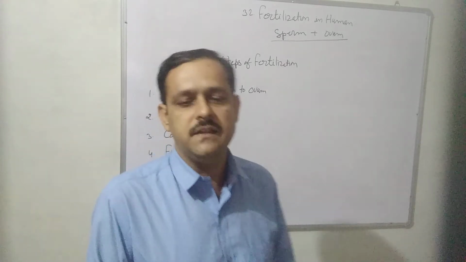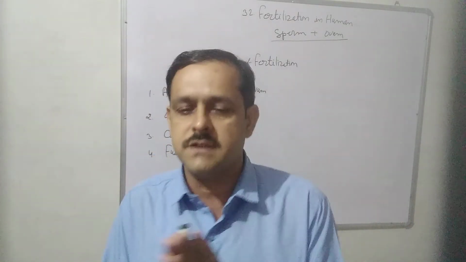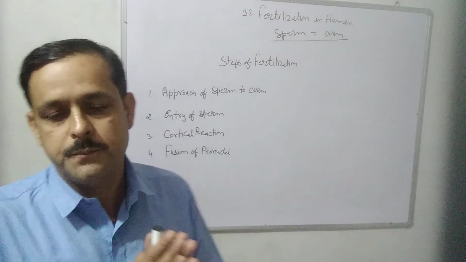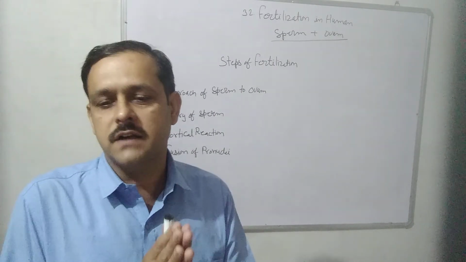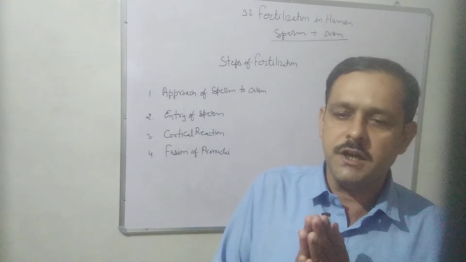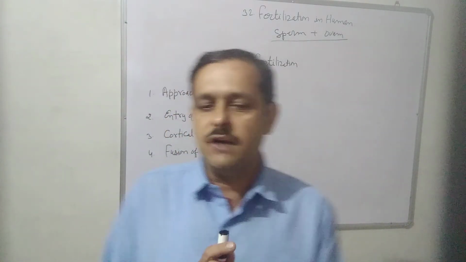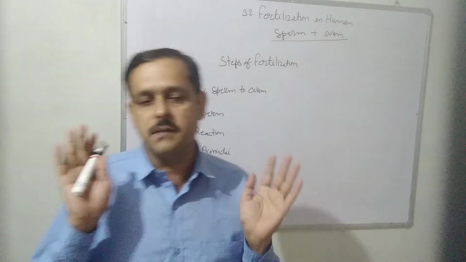In internal fertilization, the fusion of gametes takes place in some part of the female genital duct, generally near the ostium. It is found in oviparous, ovoviviparous and viviparous, all types of animals.